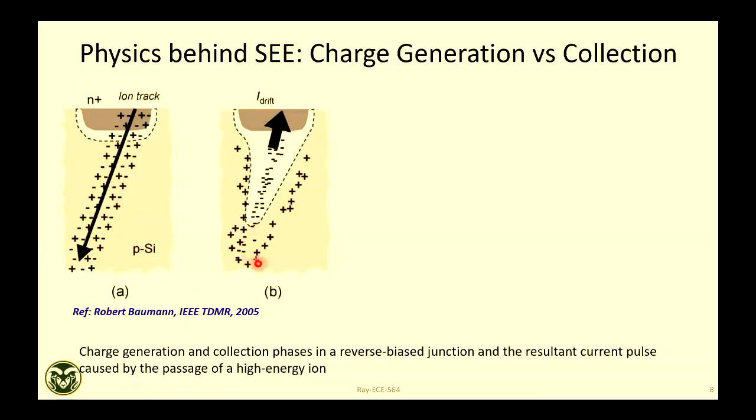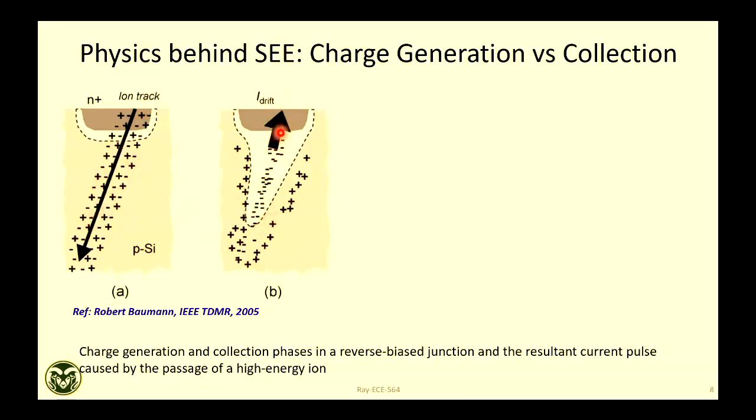Second step, collection will start because the ion will zip through, right? It will go through in less than a femtosecond maybe. Now after that, the effects will start. So after that, this p-n junction effect will start. You see electrons are now all going to the n+ region. These are all electrons. Initially, electrons and holes are mixed.